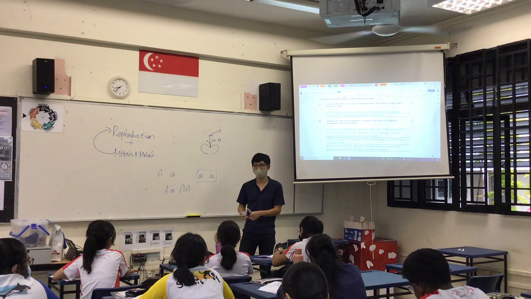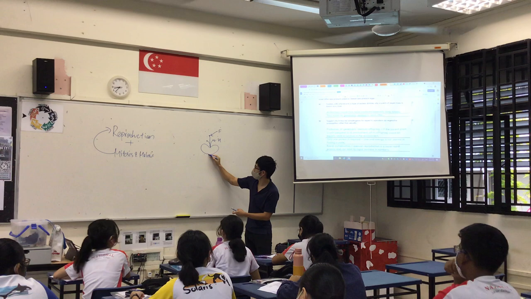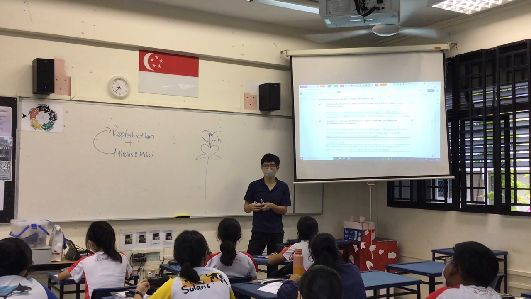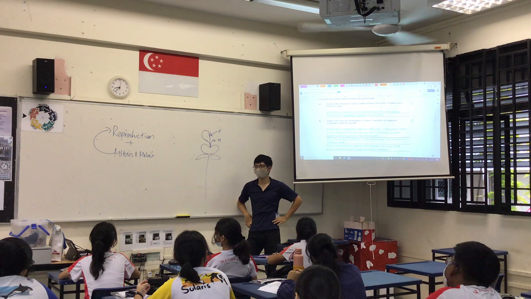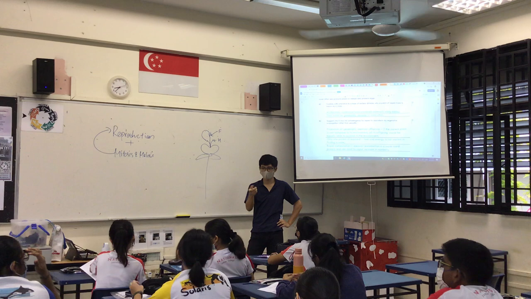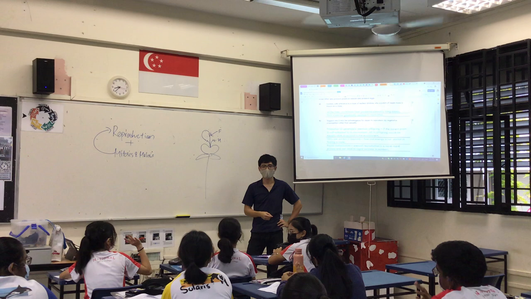Okay, so if I have a flower, this is a plant, right? Then the pollen grain from here goes to the stigma. Is this sexual or asexual reproduction? Okay, who says asexual? Raise your hand. Then maybe I'll ask the one that says asexual. Raksha, what do you think?